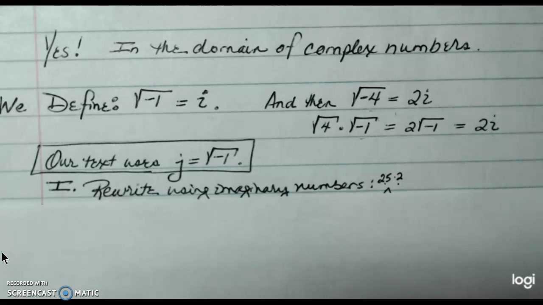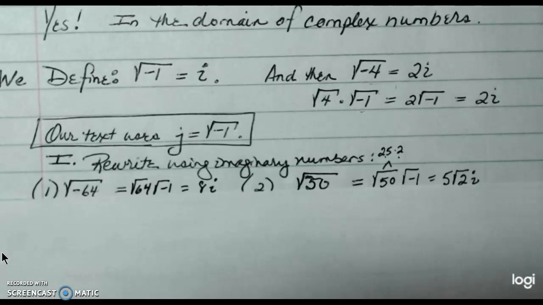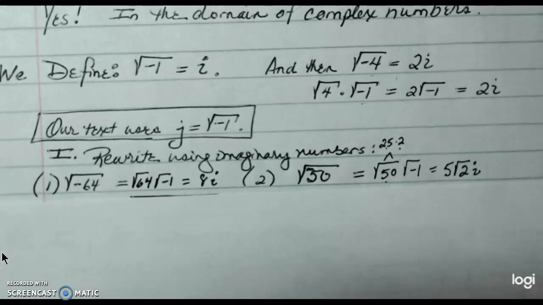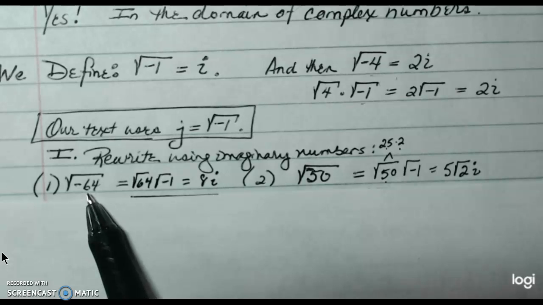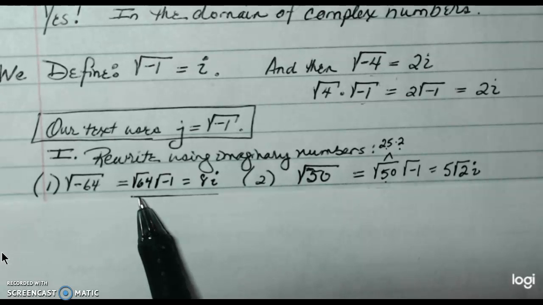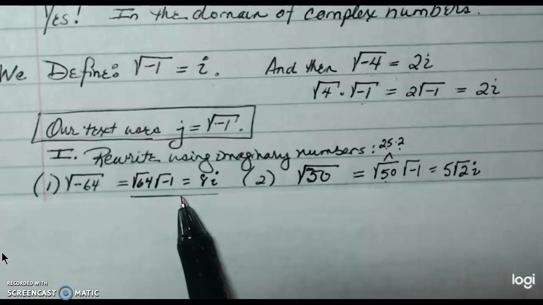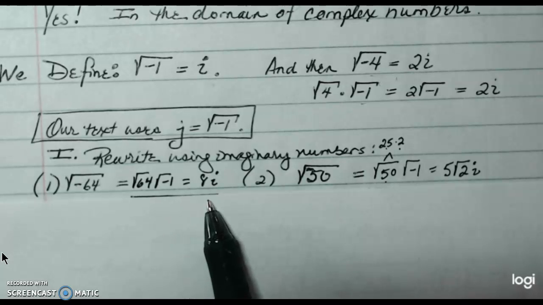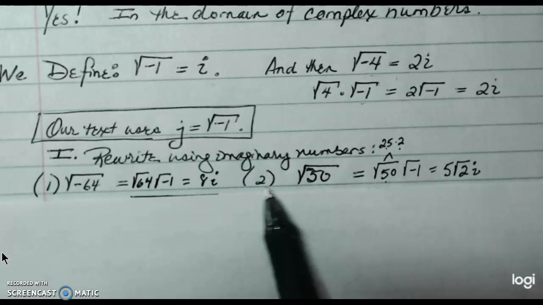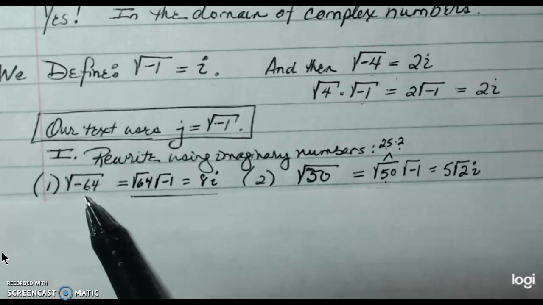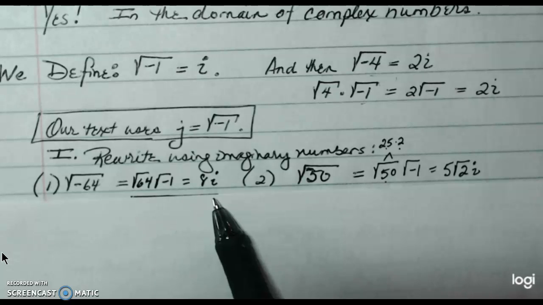Now, let's start by rewriting various numbers using imaginary numbers. We're going to start with walking through the square root of -64. That can be broken down to the square root of 64 times the square root of -1, which we know is 8i. So the square root of -64 is exactly equal to 8i.